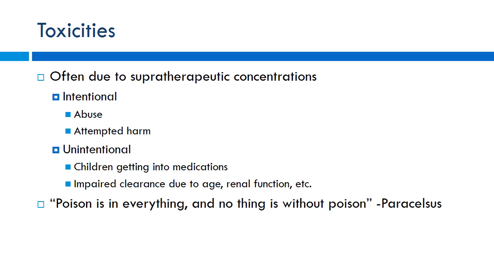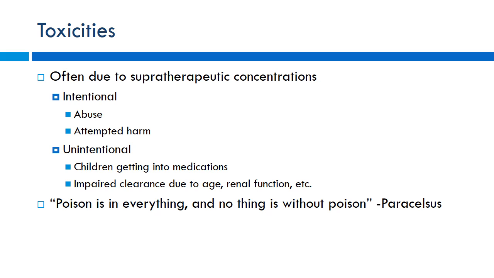So you can find that toxicities frequently come about due to supratherapeutic concentrations. This can either be intentional, if you were to have, say, abuse of a drug. So say someone's like, hey, that morphine's really great, I feel awesome on it, I'm going to take 2 of them, or my pain's not being controlled very well, I'm going to take more than I'm supposed to. That can be an intentional cause for supratherapeutic concentrations, or it could be attempted harm. So if you're having a suicide attempt or something like that, you can see that.